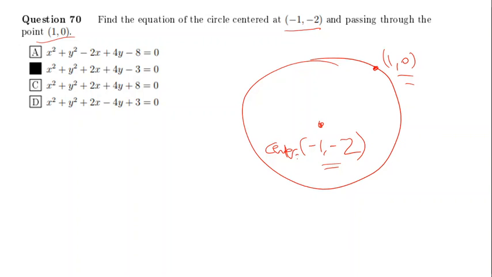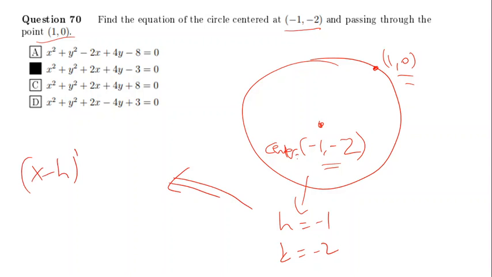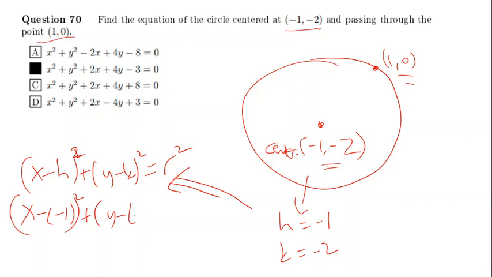Then this gives you the center: h is minus 1 and k is minus 2. Okay, minus 1, minus 2, we know it. And to write the equation, we need x minus h squared plus y minus k squared equal to r squared. So we need x minus minus 1 squared plus y minus minus 2 squared, and we need r squared.